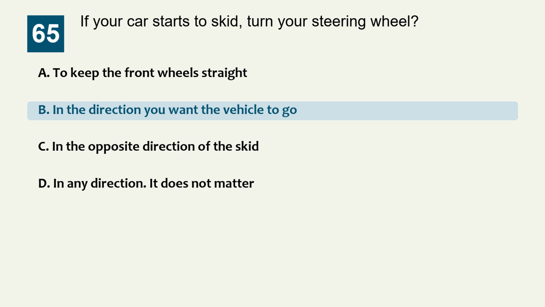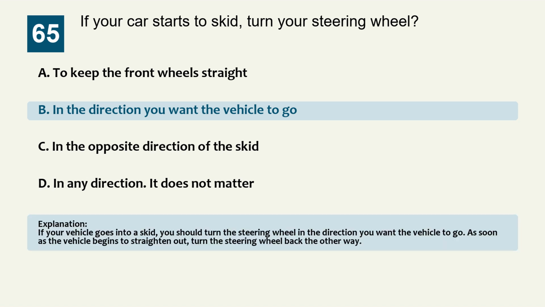The correct answer is option B, in the direction you want the vehicle to go. If your vehicle goes into a skid, you should turn the steering wheel in the direction you want the vehicle to go. As soon as the vehicle begins to straighten out, turn the steering wheel back the other way.